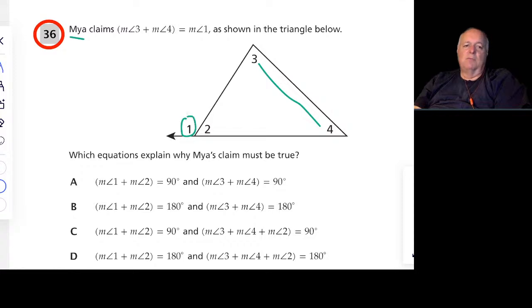This is actually a rule that you guys should know, and it's the solution to some of these problems sometimes. Some of you don't know that 1 is equal to 3 plus 4. The way to prove that is that 2 plus 3 plus 4 is equal to 180.